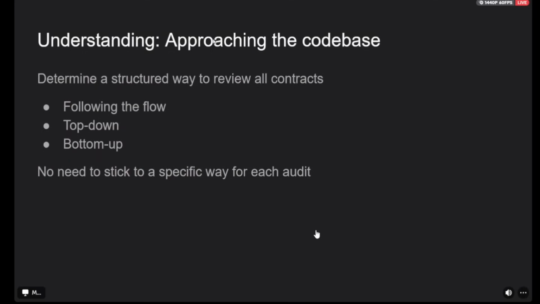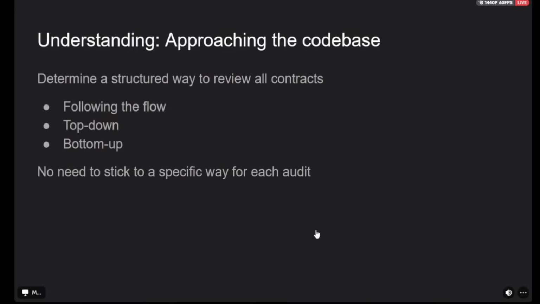Now, after you have looked at the documentation and have an idea of what the code base is doing, you need to first determine a structured way to review all the contracts. This is especially important for big protocols. CCIP was about 3,000 lines of code, which is not very big. But if you have no structured way to approach the code, you're going to waste a lot of time, and you're going to have no idea what the code is doing at all.